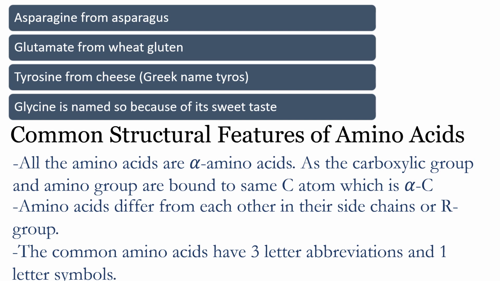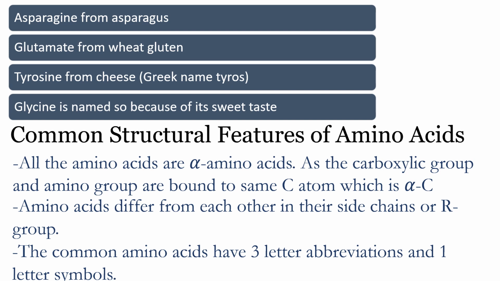Then let's discuss the common structural features of amino acids. All the amino acids are alpha amino acids, as the carboxylic group and the amino group are bound to the same carbon atom, which is the alpha carbon. If you don't know, the alpha carbon is the carbon atom which is present next to the prior functional group in an organic molecule. Here in an amino acid, the alpha carbon is the carbon which is present next to the carboxylic functional group. That's why that is the alpha carbon. Then these amino acids differ from each other in their side chains, which are called the R group.